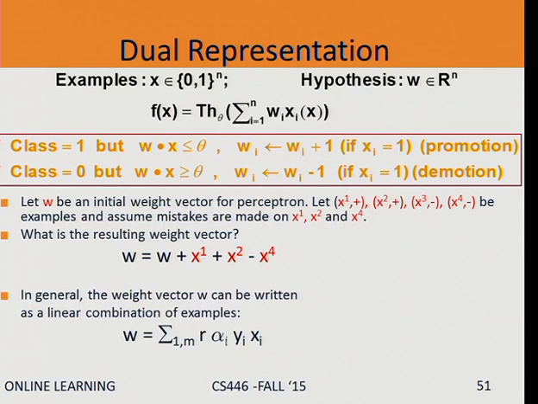W is a sum of examples, where the coefficient here is y, which is the label, plus or minus 1. Alpha i is just a constant that tells me how many times I made a mistake on xi, because it could be that I made 7 mistakes on xi. I'm going to add it 7 times or subtract it 7 times. And r is just a learning rate for perceptron. I'm going to disregard it later. Okay, so that's what we get.